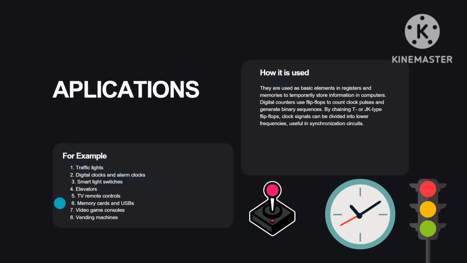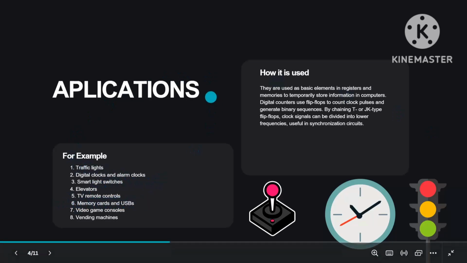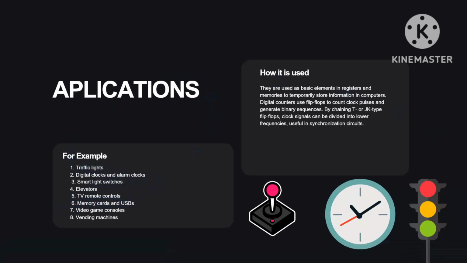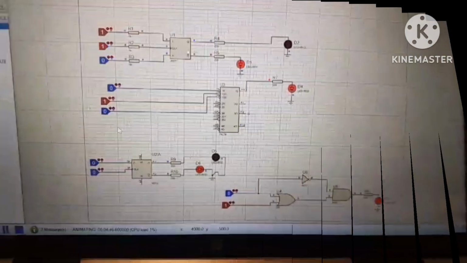Or for example, here in the TV remote controls we can apply the last topic that we saw in digital electronics that talks about the MOSFET, the multiplexers, and here we can find a truth table about flip-flops or logic gates. Yes, the logic gates have a relationship with these topics.